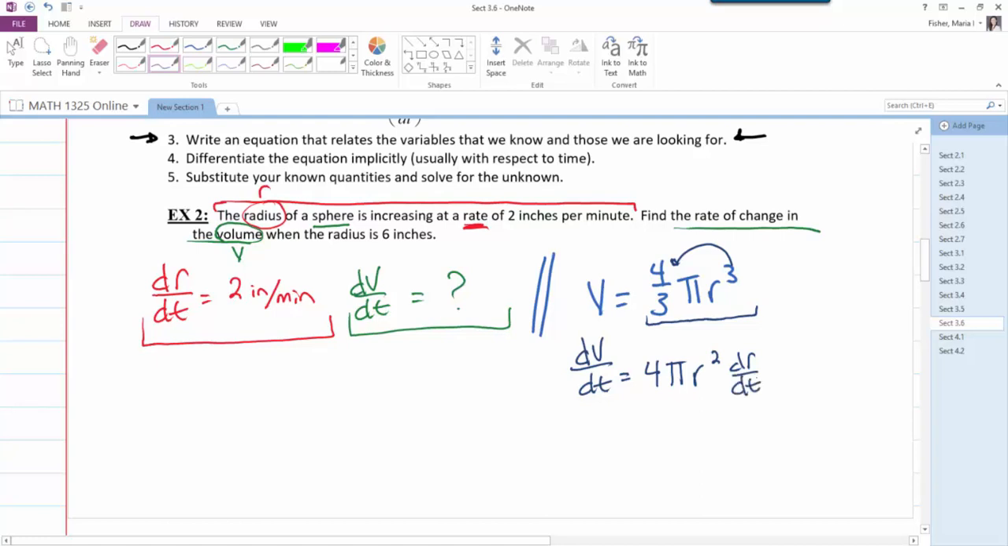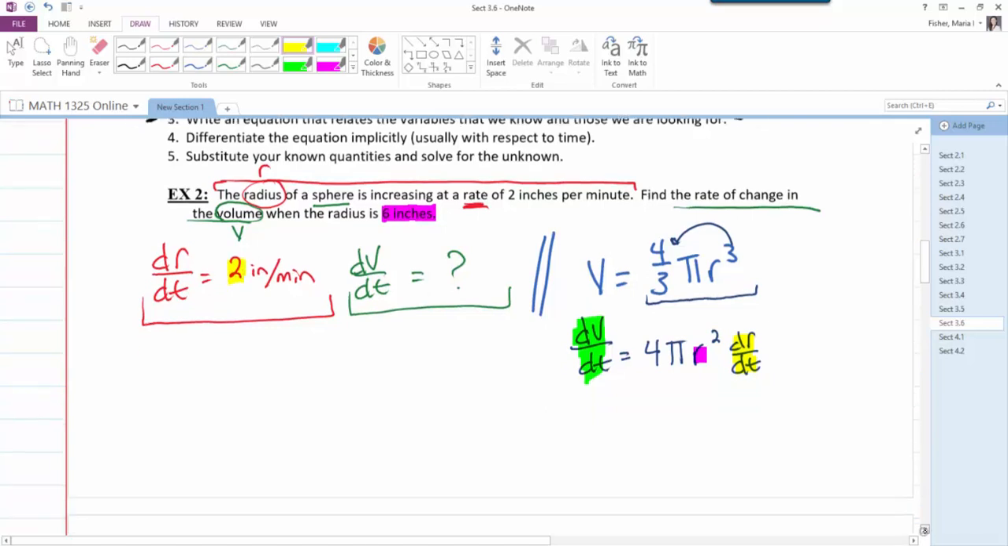So now, do I have enough information to solve for dV/dt? Let's see. This is what I'm looking for, dV/dt. 4 pi is a number, 4 is a number. r, do I know what r is? Yep, I was given that r is equal to 6 inches. And do I know the rate of change of my radius? Yeah, I'm given that dr/dt is equal to 2 inches per minute. So I have enough information to solve for dV/dt.